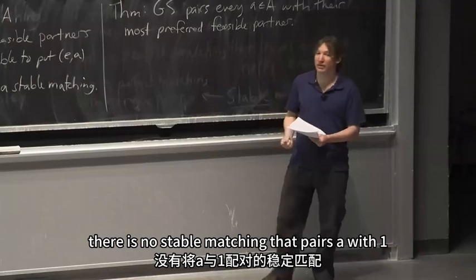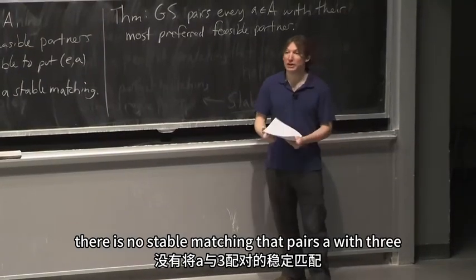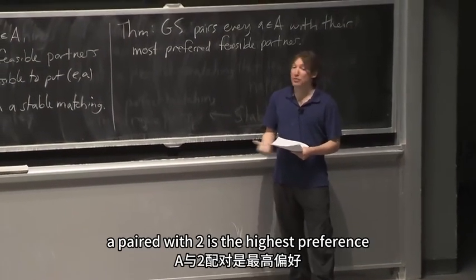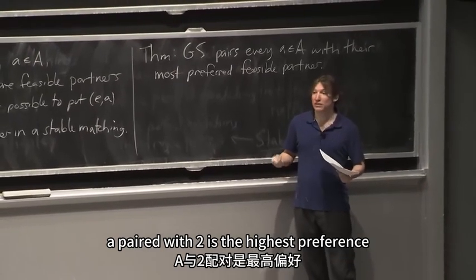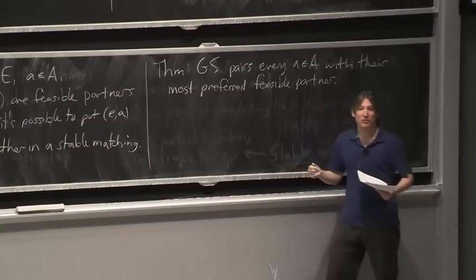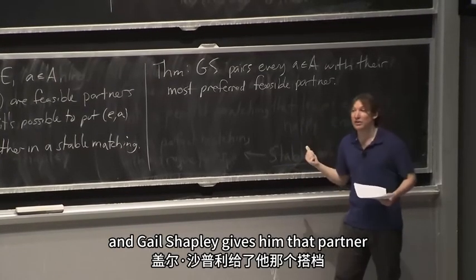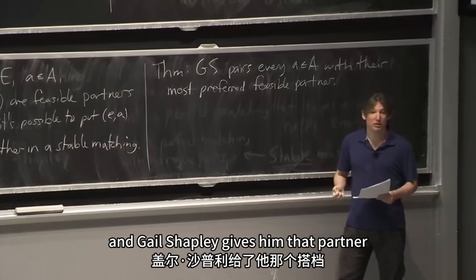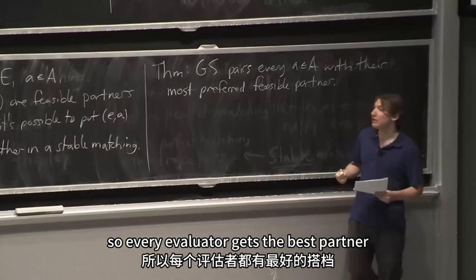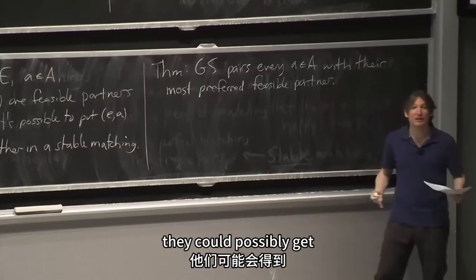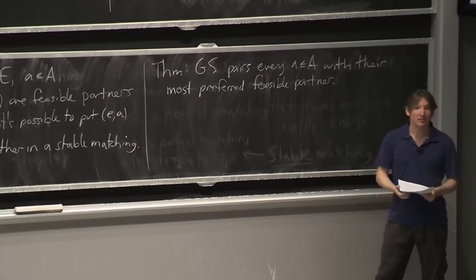There is no stable matching that pairs A with 1. There is no stable matching that pairs A with 3. A paired with 2 is the highest preference partner that A has that is feasible. And Gale Shapley gives him that partner. So every applicant gets the best partner they could possibly get in any stable matching.